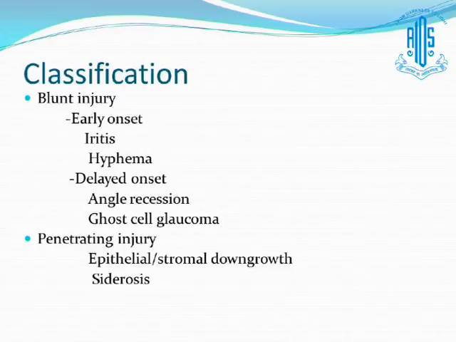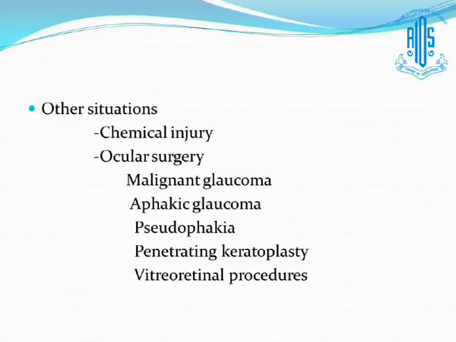Penetrating injuries are a less common cause of traumatic glaucoma, but there are certain mechanisms like epithelial or stromal downgrowth that will cause clogging of the trabecular meshwork, and finally angle closure glaucoma. And if you have an intraocular foreign body, something like iron, you can have siderosis, and siderosis can cause both raised IOP and at times even hypotony. Other situations are something like chemical injury and ocular surgeries, just to classify it.